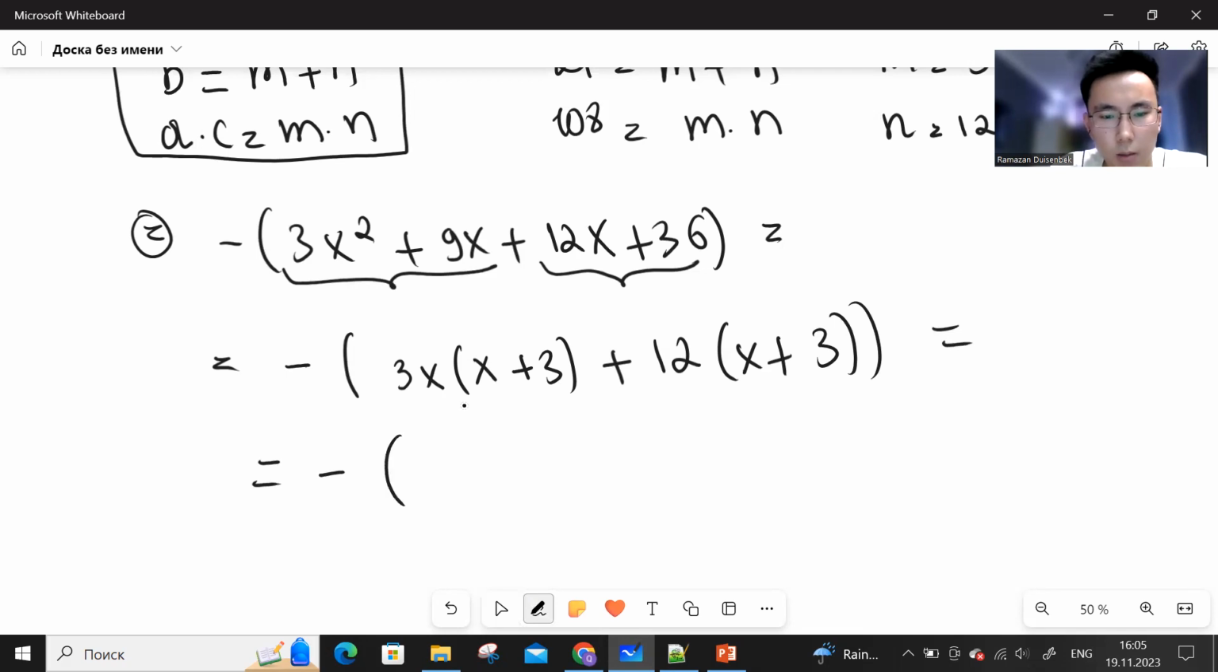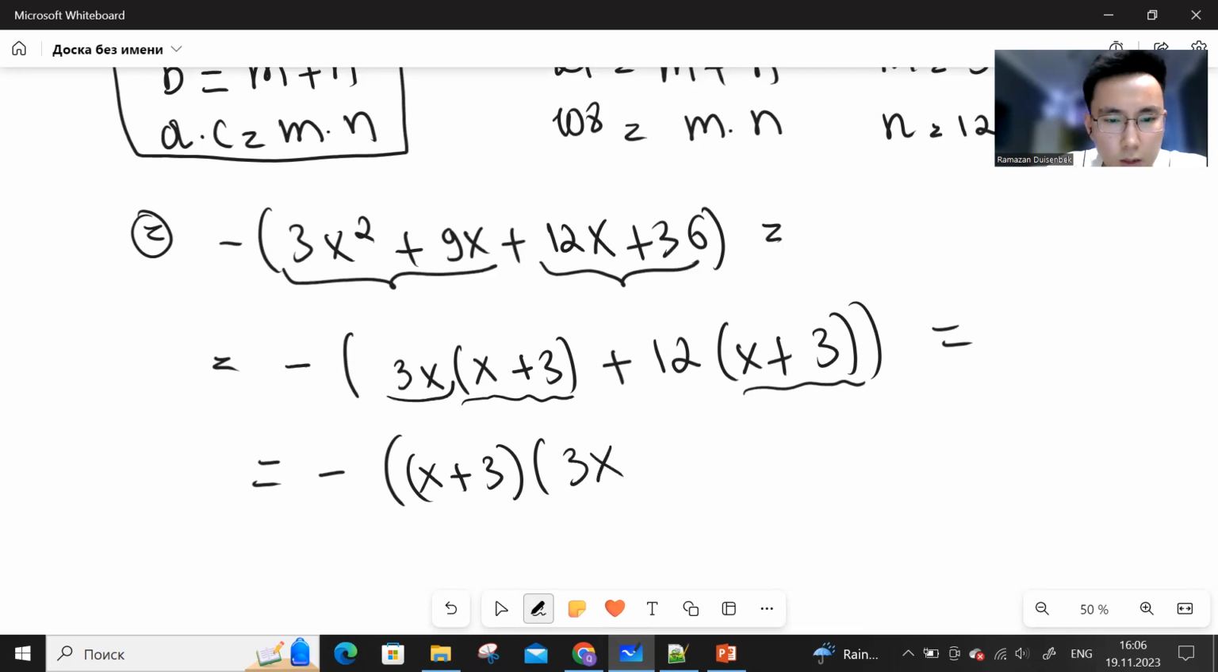So my next common element is what is inside the bracket. I will be taking this common bracket as the first one, and in the second bracket I will have the leftover. То, что осталось у меня будет внутри второй скобки. То есть с первого у меня остается 3х, а со второго вот это 12. То есть 3х плюс 12.